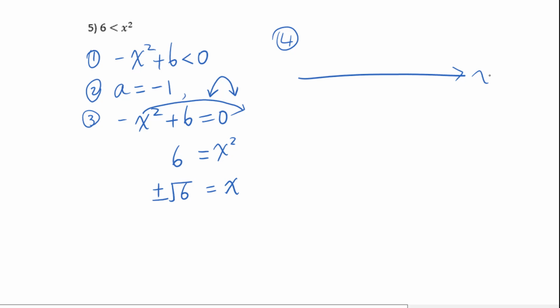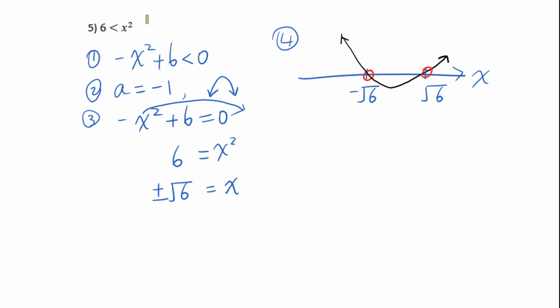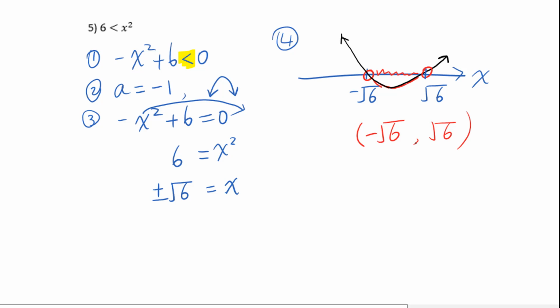Then we draw the x-axis. This is negative square root of 6. This is square root of 6. Open down. The graph will be like this. Open circle because we don't have an equal sign here. Less than 0, which means below the x-axis will be the solution. So this is the solution. We can write down the solution, open interval, negative square root of 6, square root of 6. Or you can write x greater than negative square root of 6 and less than square root of 6.